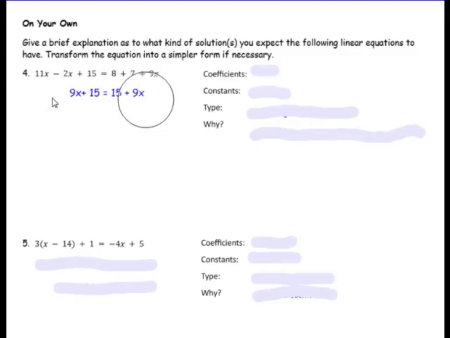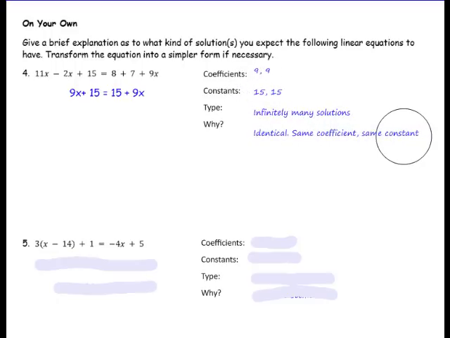In simplest form, the equation is 9x plus 15 equals 15 plus 9x. The coefficients are 9. The constants are both 15. This will have infinitely many solutions, because the left side and the right side are identical, you have the same coefficient and the same constant. Pause the video and complete number 5.